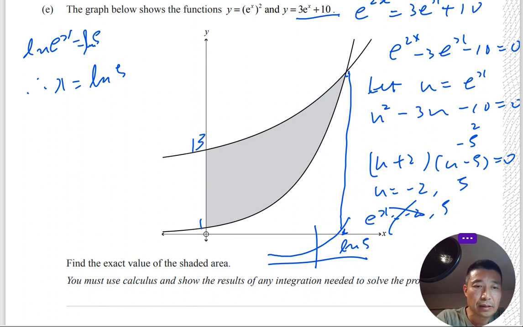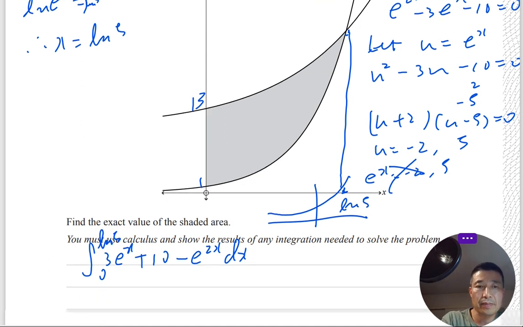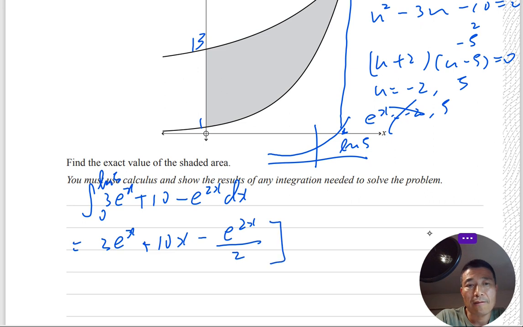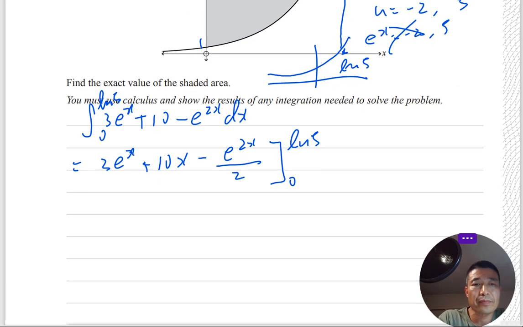So I see the integral should go 3e to the power of x plus 10 and then minus e to the power of 2x dx from 0 to ln 5. Okay. So we integrate this. So 3e to the power of x becomes just 3e to the power of x, and 10 becomes 10x, and then e to the power of 2x becomes e to the power of 2x over 2, from 0 to ln 5.